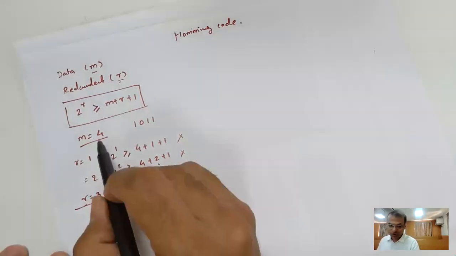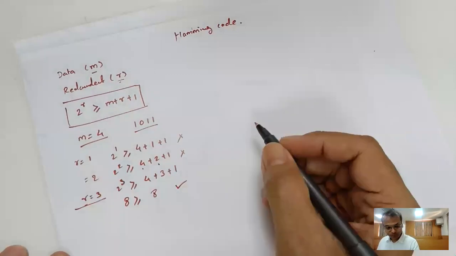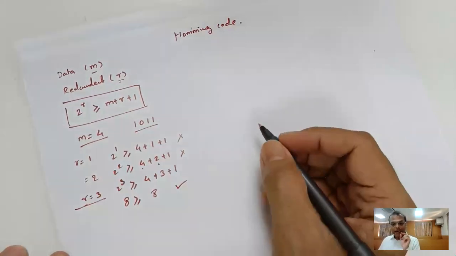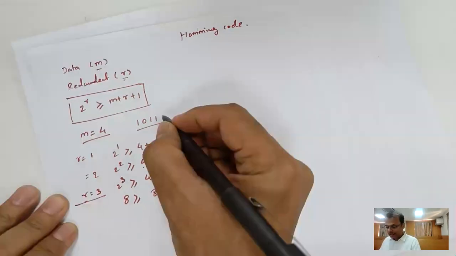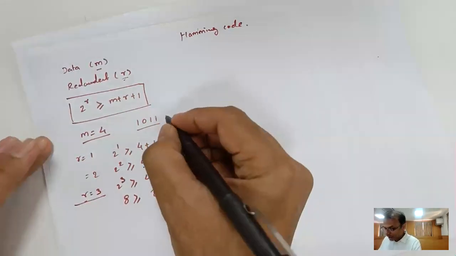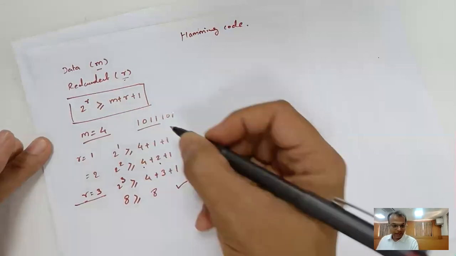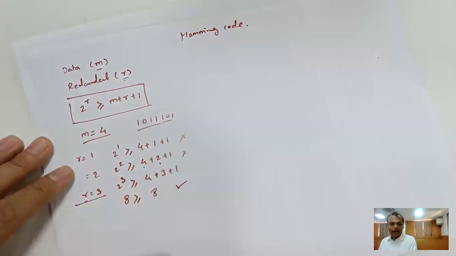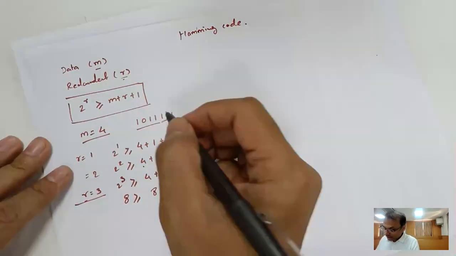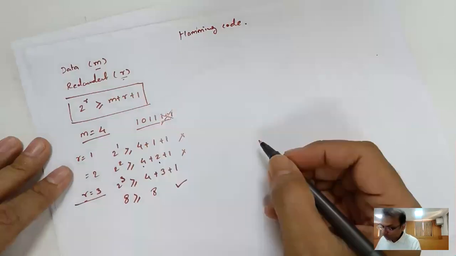Okay, and this is your original data, right? Now, how do you place those redundant bits? You cannot just add redundant bits. Let's say there are 3 redundant bits and 101. These 3 are redundant bits. You cannot just pad those bits. There has to be some place for each redundant bit, and we'll find out that place.